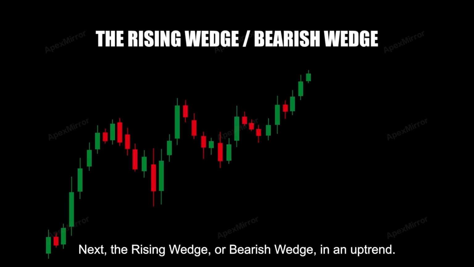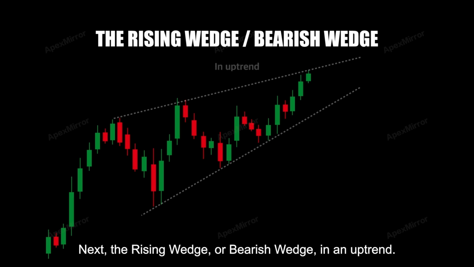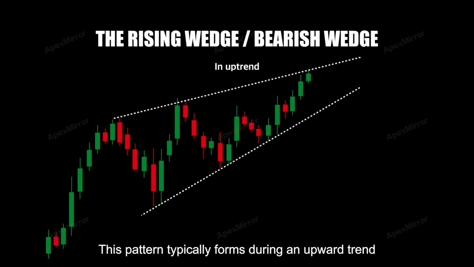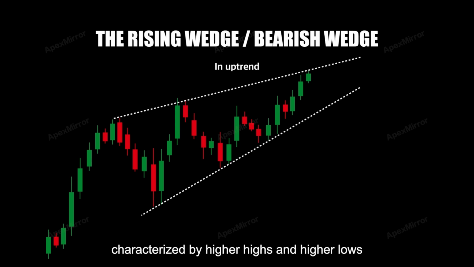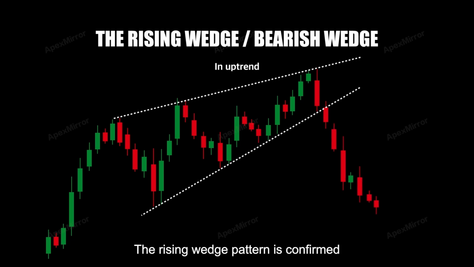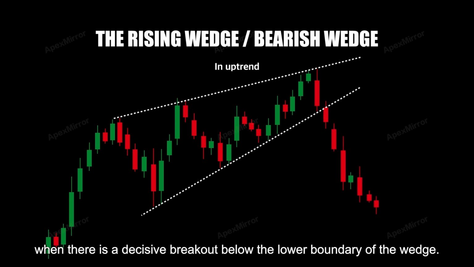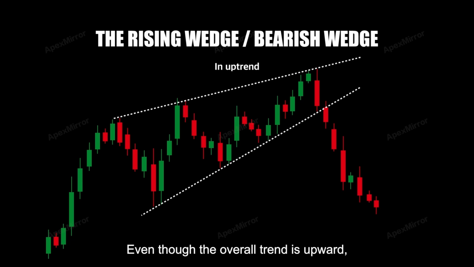Next, the rising wedge, or bearish wedge, in an uptrend. This pattern typically forms during an upward trend when the market experiences a brief consolidation period, characterized by higher highs and higher lows within a narrowing price range or wedge. The rising wedge pattern is confirmed when there is a decisive breakout below the lower boundary of the wedge. Even though the overall trend is upward, this pattern signals a bearish reversal.